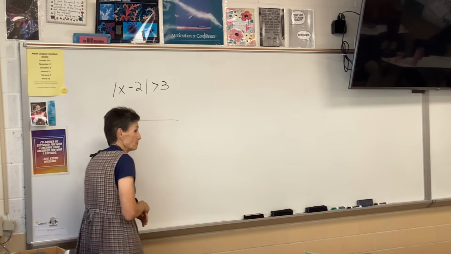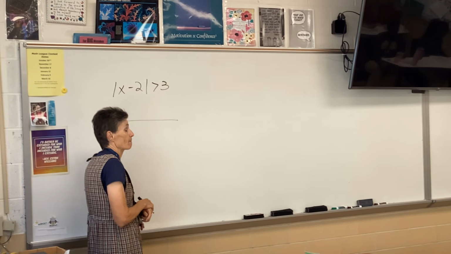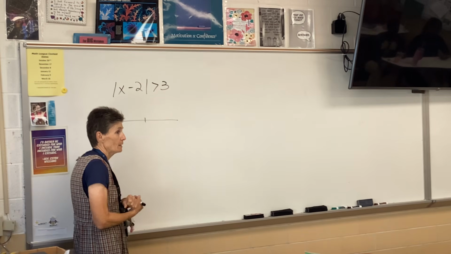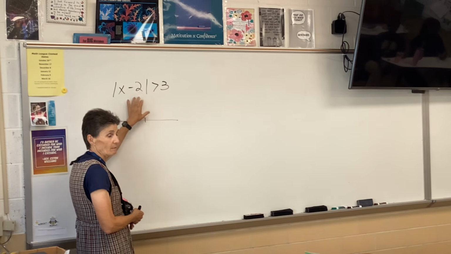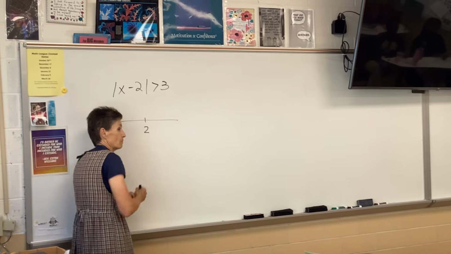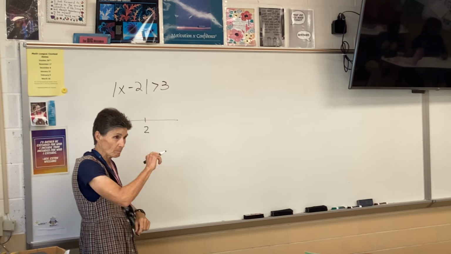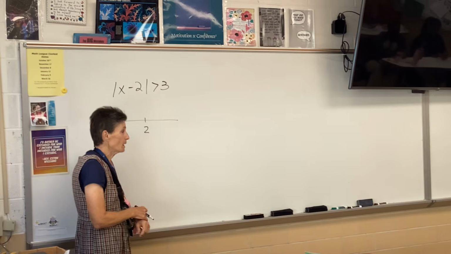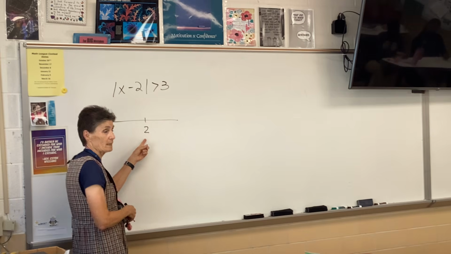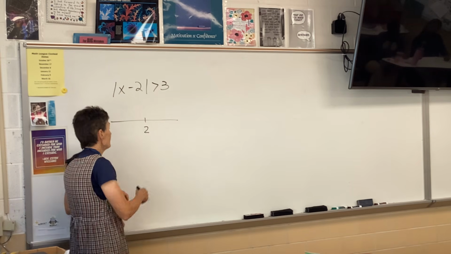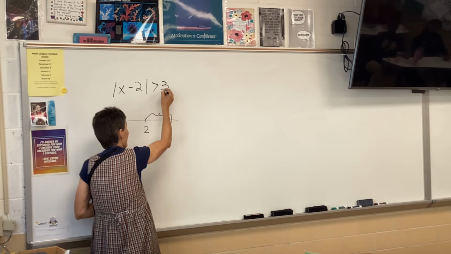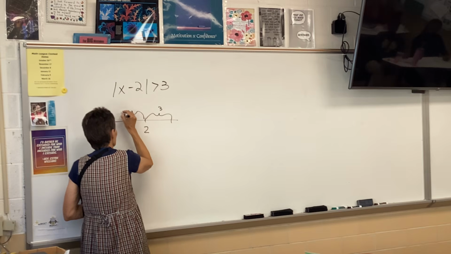I just draw a number line. Right in the middle of my number line, I put the opposite of the number that's in the absolute value. So the opposite would just be positive 2. If it had been x plus 2, I put negative 2. Then I start at 2 and I count forward that many and backward that many.